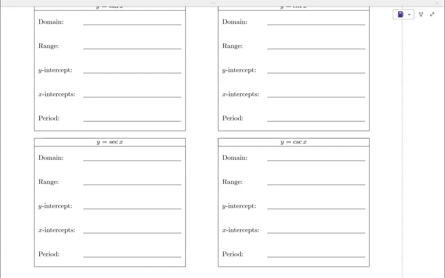What questions do you have? Things are going all right? All ready for the exam on Friday?